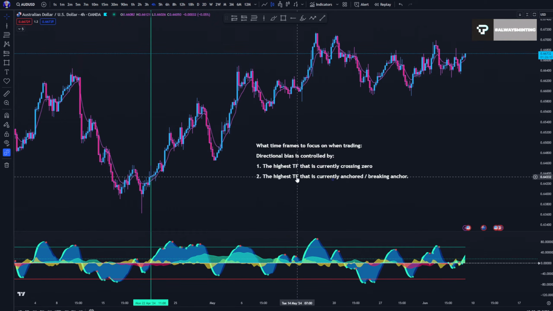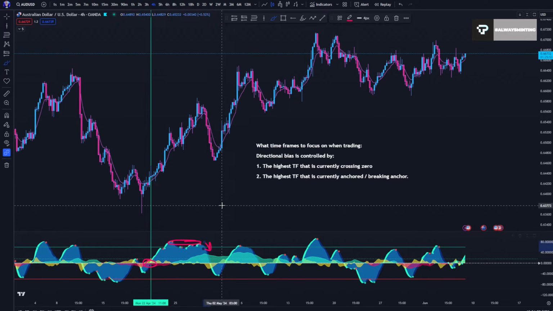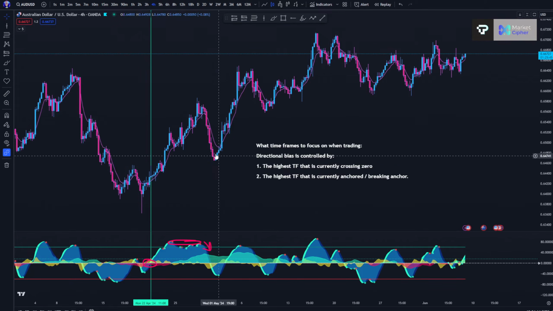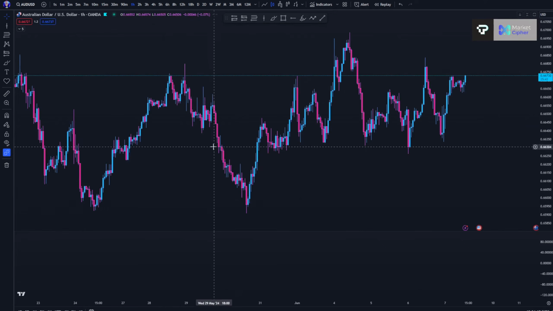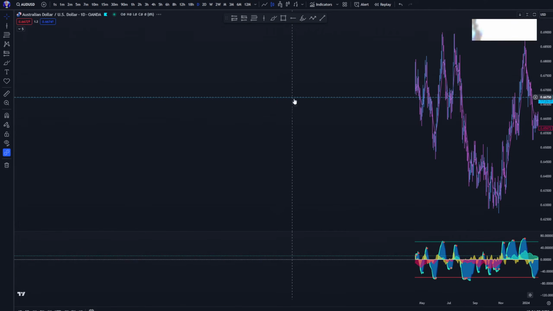But then just to go to the second point, the highest time frame that is currently anchored to break anchor is also going to then control things. So the 4-hour crossing zero was controlling the push and pull of where things were going. Then the 4-hour anchored plus 60, it was overbought. And then the 4-hour breaking down also controlled the push and the pull of everything. A 4-hour breaking down on plus 60 sends the 1-hour time frame usually to negative 60, which it did. And in this case, that would be a relong entry. So there you go.